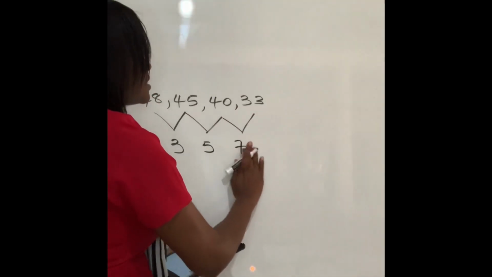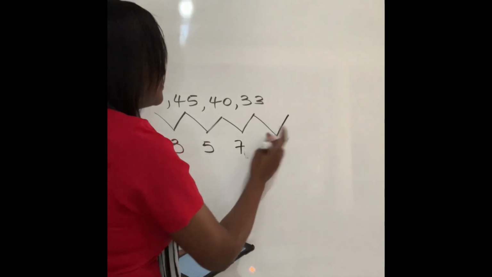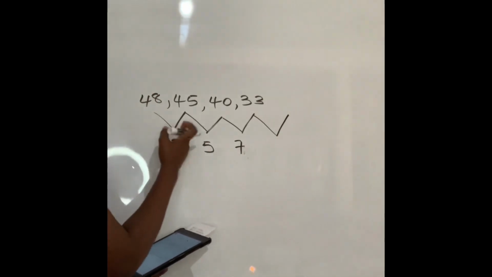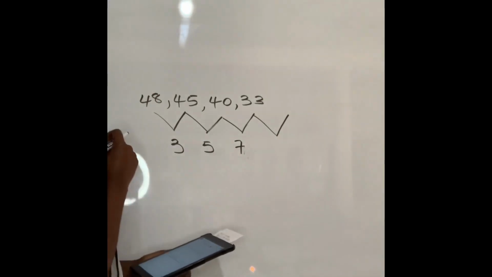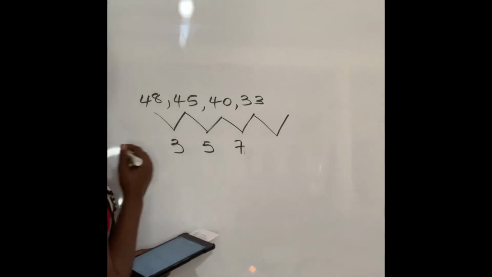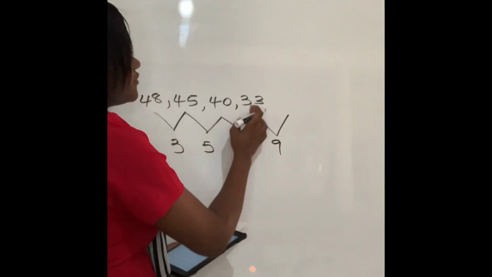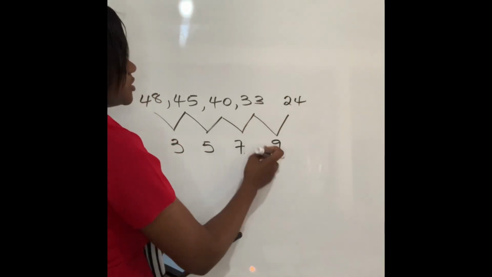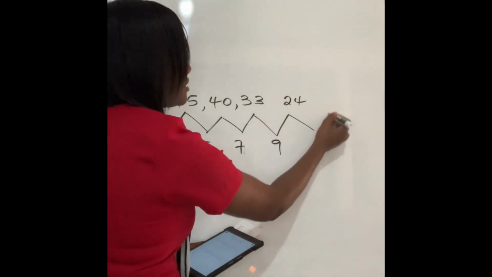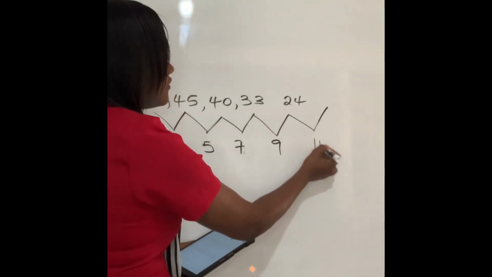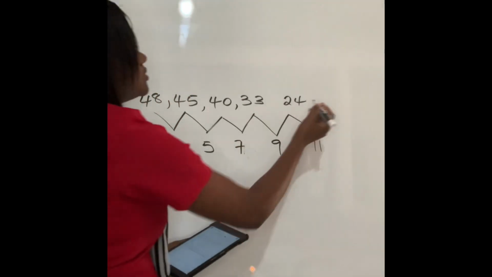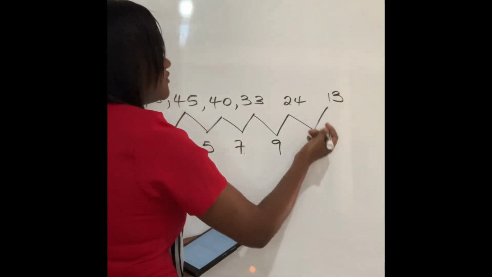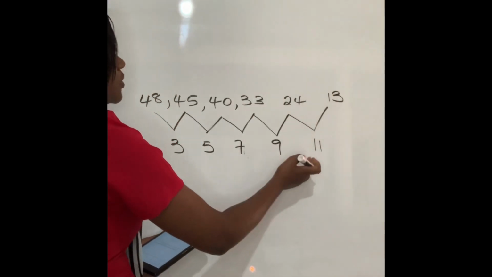So as you can see, you're noticing that basically when we subtract, we're getting odd numbers. So our next odd number, of course, would have been 9. So the difference would have been 24. The difference between 24 and 33 would have been 9. Our next odd number would have been 11. And of course, it would have been 13. So the difference between 13 and 24 would have been 11.